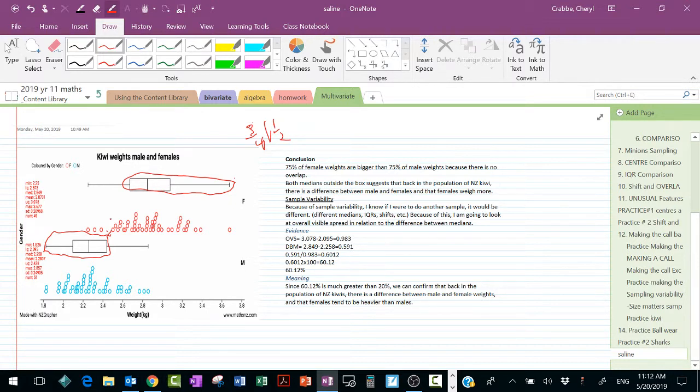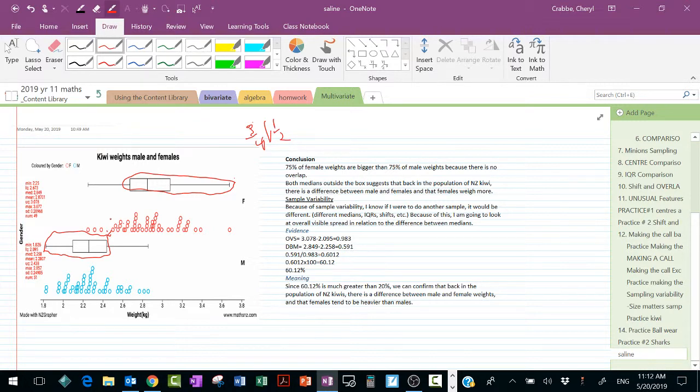And both medians are outside the boxes of the other. And so what does this suggest? This suggests that back in the population that female Kiwis weigh more than males. And then we would talk about sample variability and how because of sample variability, if we were to do another sample, we would probably find quite different things.